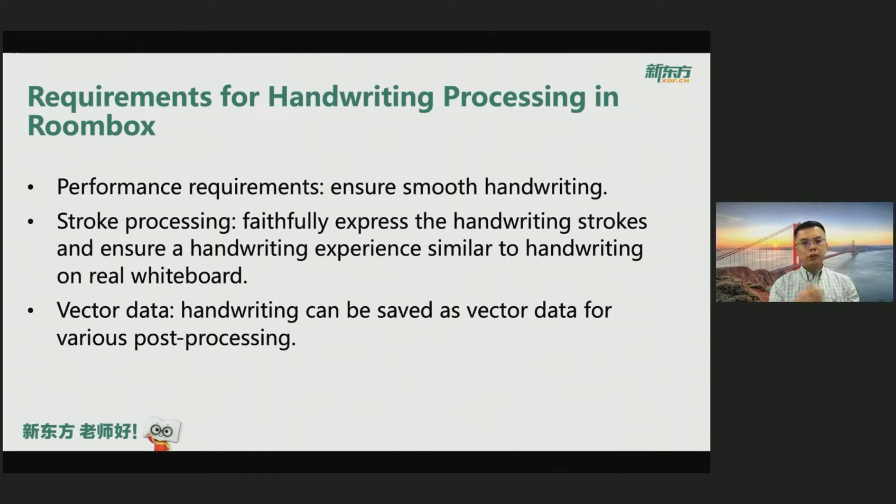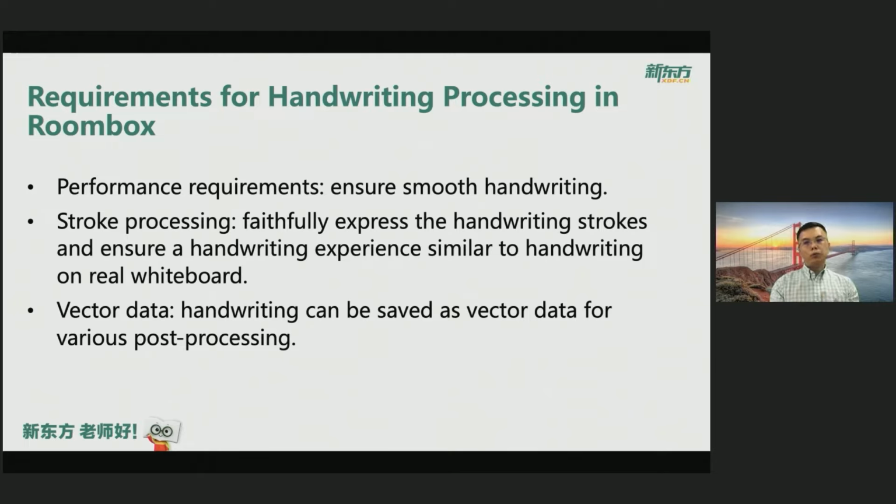Here I list the main requirements for the whiteboard. First, we need to ensure smooth handwriting. We cannot let users feel any freeze during handwriting. Secondly, we need to faithfully express the strokes made by the teacher. We need to express the thickness of the strokes precisely. And we need to store the stroke data, or vector data, besides bitmap data, which is very important nowadays. If we save only bitmaps, afterwards extracting the text data from them would be very hard. But if we save the stroke data or math equations, the post-processing will be very easy.